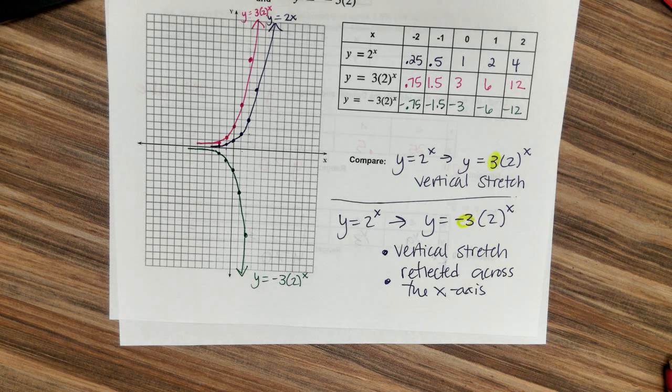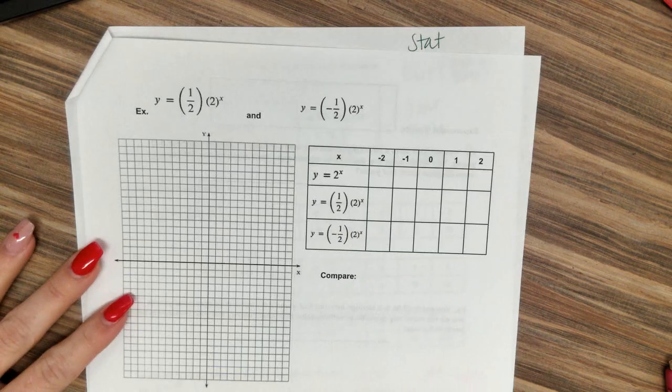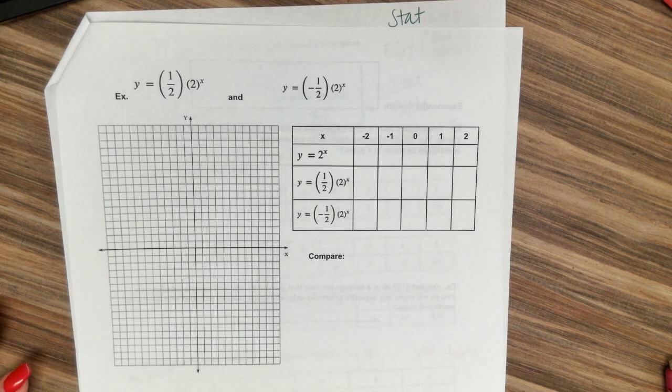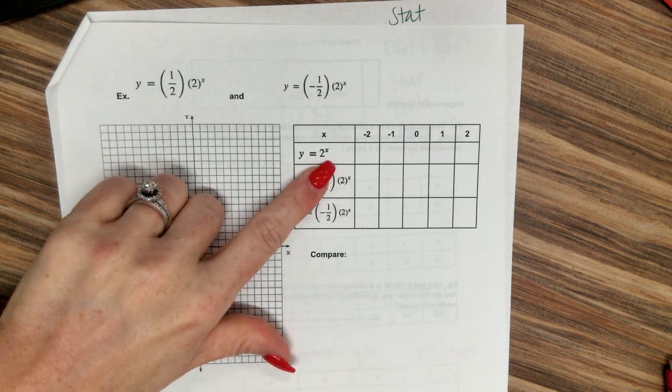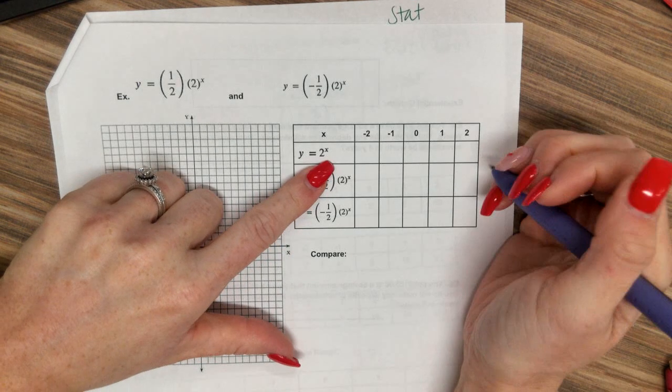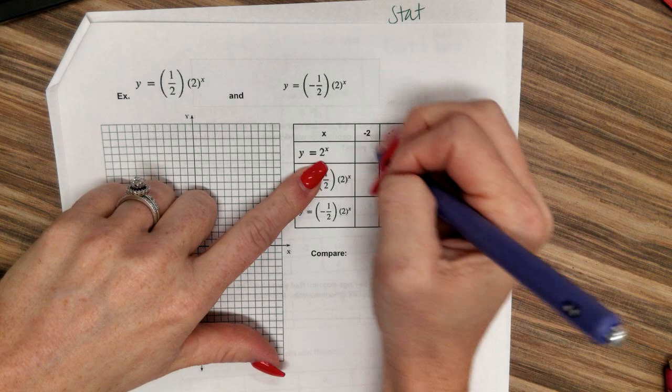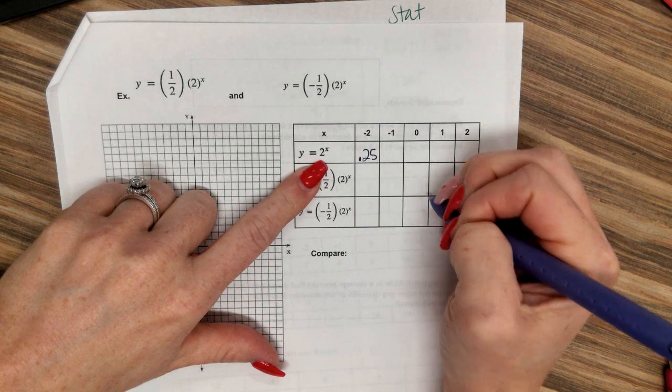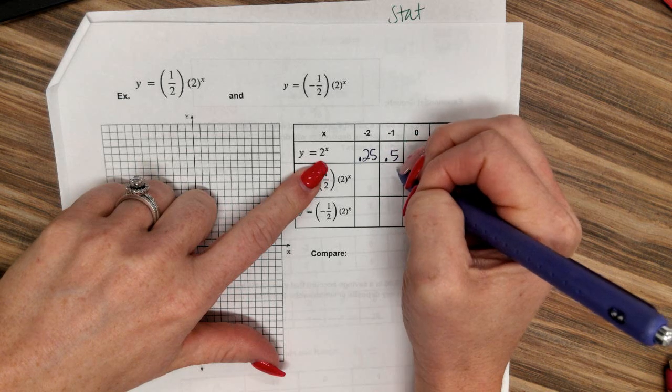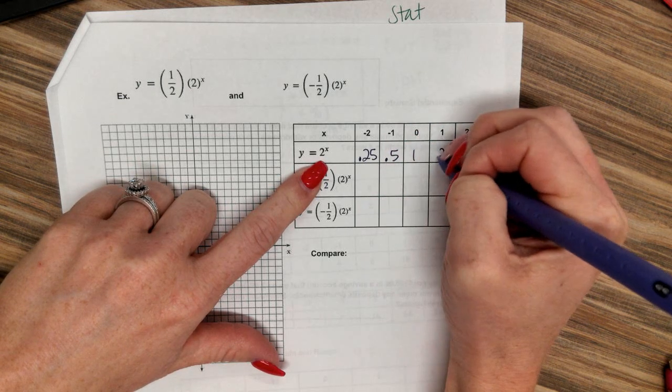Now let's do one where it's not greater than 1. It's a fraction, okay? So everybody flip to the back. This is our last one. Y equals 2 to the x power. Can I just write this one down? We've already done it 3 times. It's 0.25, 0.5, 1, 2, 4.